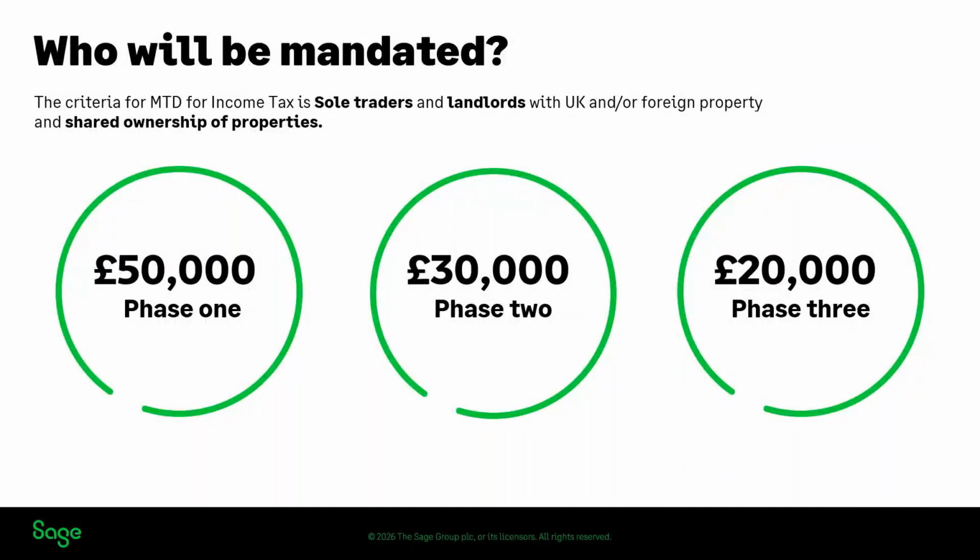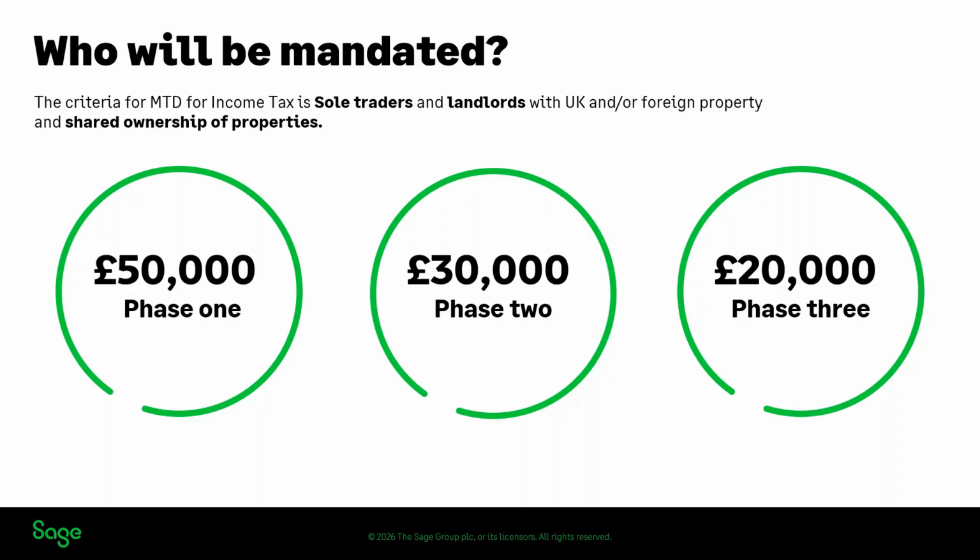So the criteria for MTD for income tax is for sole traders and landlords with UK and/or foreign property, and it also includes shared ownership properties. If you are a sole trader with multiple businesses, then it will be the combined income of those businesses that will determine if you cross the threshold. You could also be a sole trader and a landlord, so it is the combined income before expenses. A key point to note here is that if you have income from a jointly owned property, it is just your share of the property income that will count towards your qualifying income.